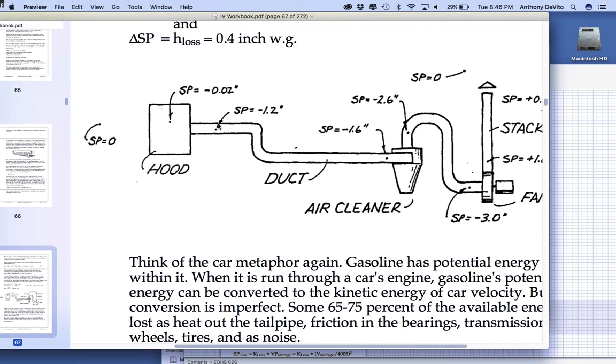Okay, so let's see. That's fine. We want to generate that much static pressure there. But what happens here? We got to go around the column, right? We may have a bend.